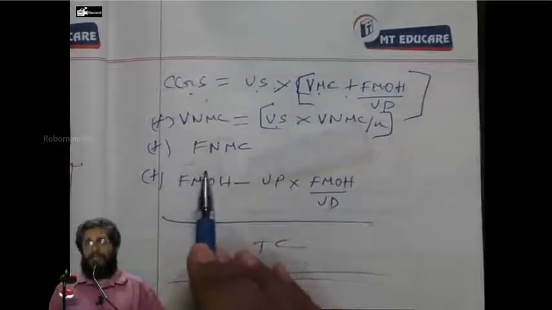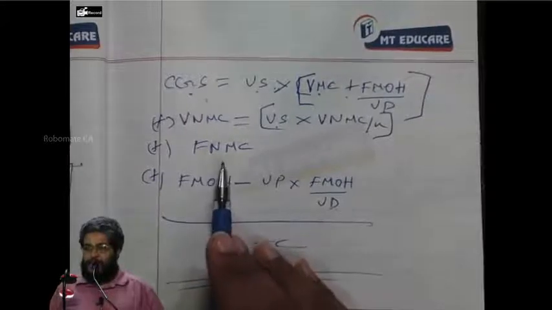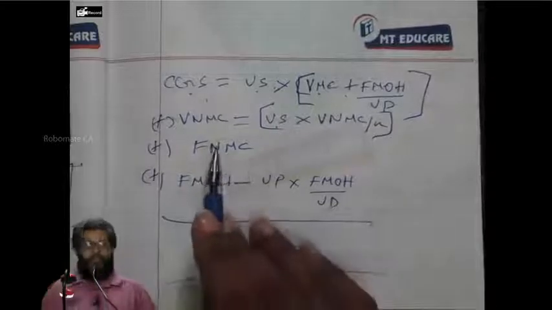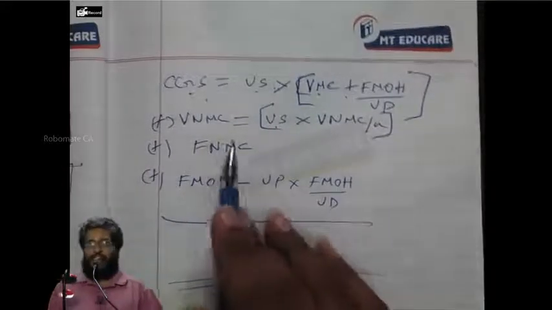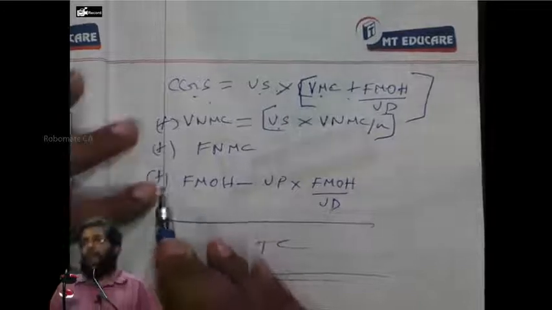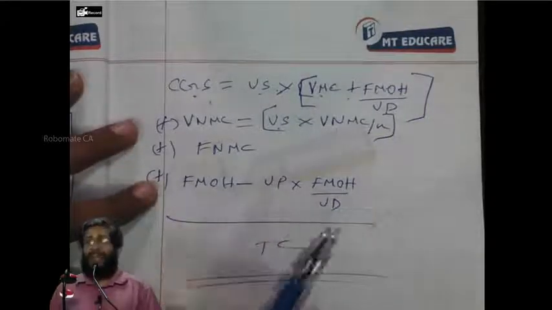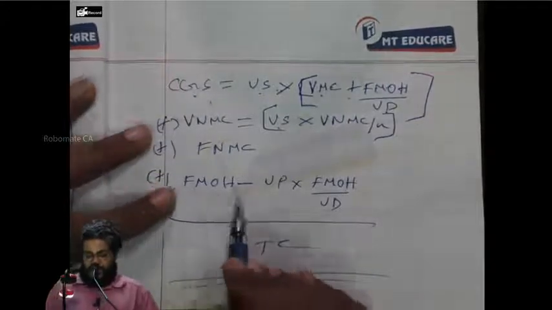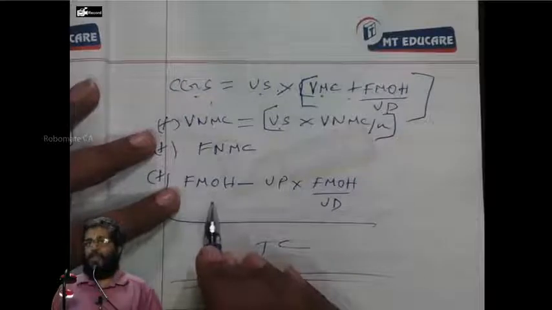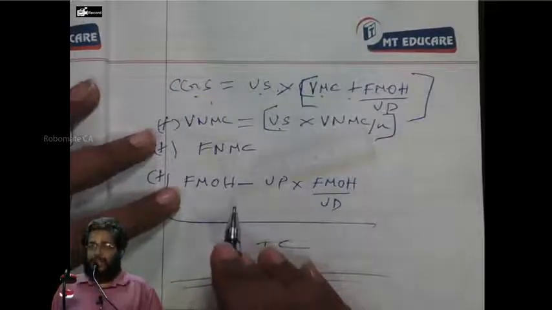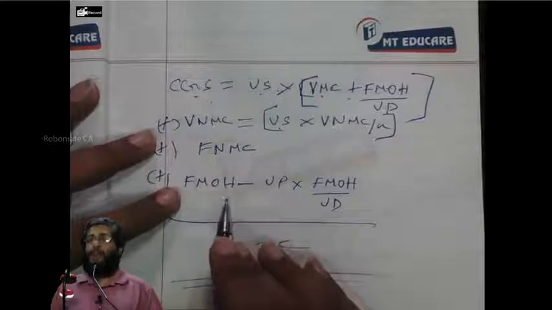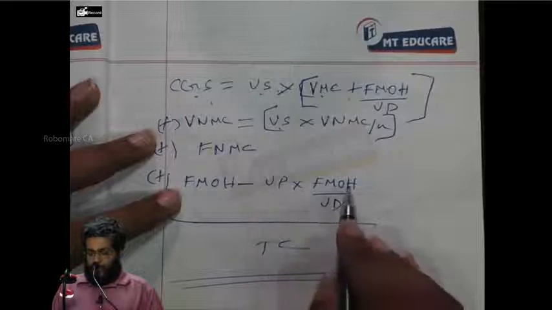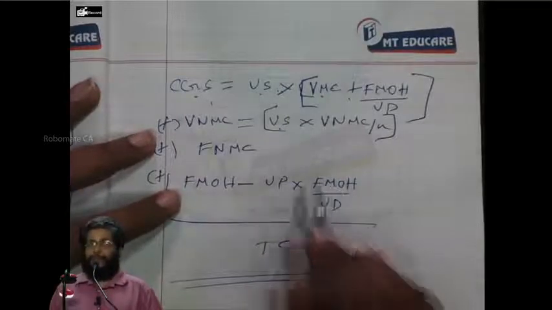Next is add FNMC. FNMC means fixed non-manufacturing cost. Understand the abbreviation or not? I'm going to calculate under absorption, so why should under absorption be added to cost separately from profit? Add FMOH minus UP into FMOH by UD. FMOH means fixed manufacturing overheads. Actual and budget both are same.